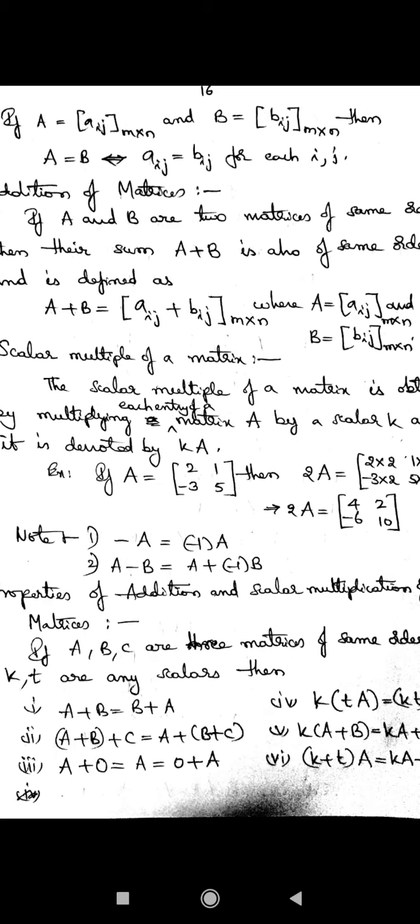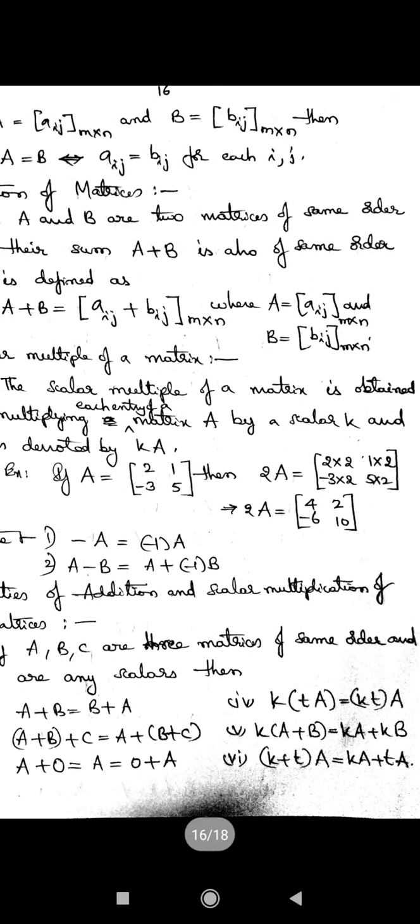And then the third point is A plus O is equal to A is equal to O plus A. O means the zero matrix, and here A plus O is equal to A is equal to O plus A, where O is the zero matrix, and both ways we can get A. That means O, or the zero matrix, acts as the identity element with respect to addition for the matrices.